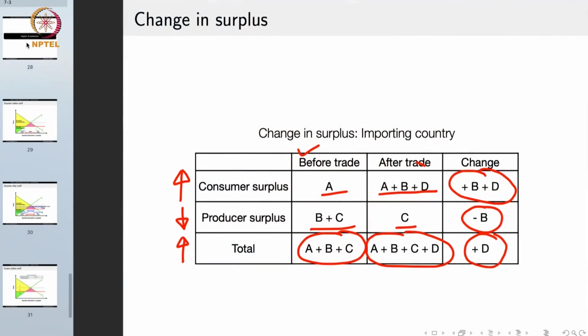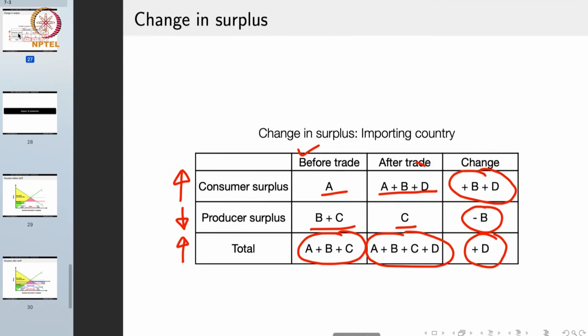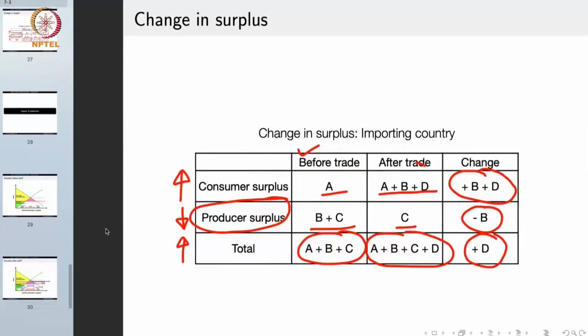But then we have the role of the government. The government may say that let us give a certain amount of protection to our manufacturers, because the producer surplus goes down whenever there is an import. So the government may say that no, we are not only interested in the total surplus, we are also interested in the welfare of our manufacturers. We need to protect our manufacturers. And how does the government protect the manufacturers in the case of import? By putting an excess charge on the imported goods.